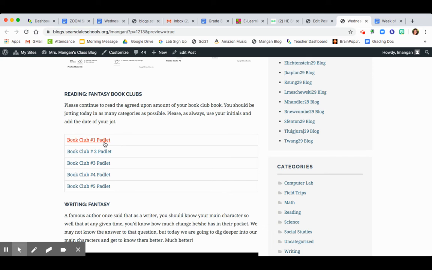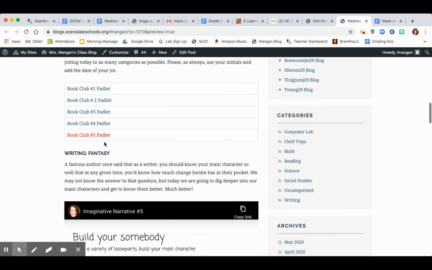Please be pushing yourself. It should not be just one jot per day. You should be jotting in every single category. What more did you learn about the characters? What are some new settings? Why are the settings important? What happened more with the problem? Did the solution emerge? What are you wondering? All of those things can be filled out on a daily basis. So please make sure you're filling those all in and giving yourself credit by putting that date and your initials.